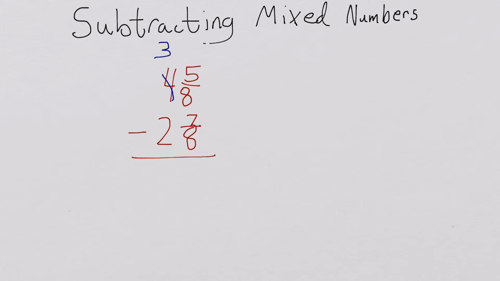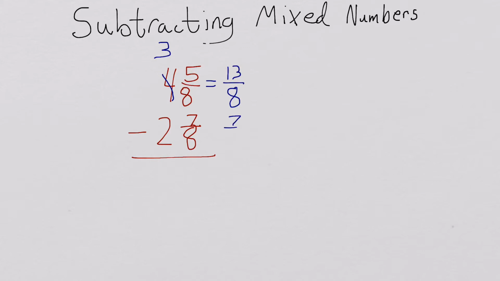Our 4 becomes a 3. And now that one whole that we're taking away, think to yourself, how many pieces is that one whole getting split up into? Hopefully you say 8, because it gets split up into 8 pieces based on our denominator. So our fraction is no longer 5/8, it actually becomes 13/8, because we're adding one whole, and the whole is made up of 8 pieces. So 8 plus 5 gets me 13.